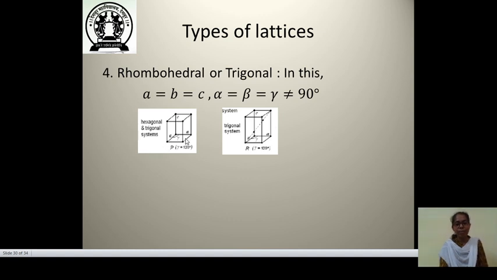Here gamma is 120 and here also gamma is 120, but the locations of the lattice points are different. Therefore, there are two unit cells. For rhombohedral, A is equal to B is equal to C and alpha is equal to beta is equal to gamma, but the three are not equal to 90 degrees. This is all about the rhombohedral.